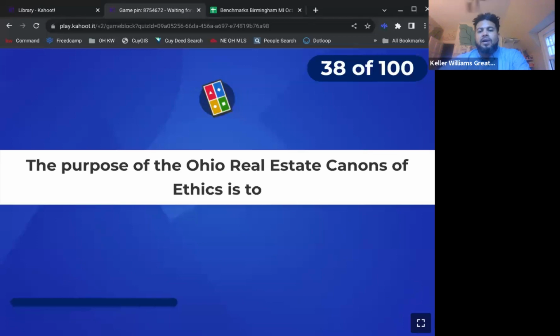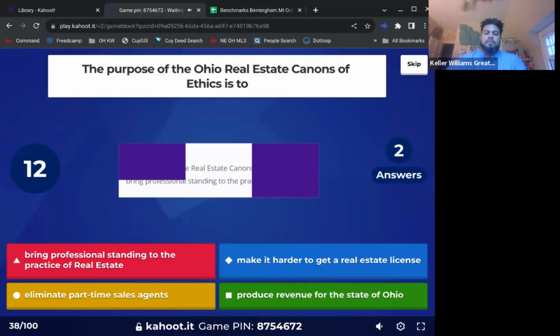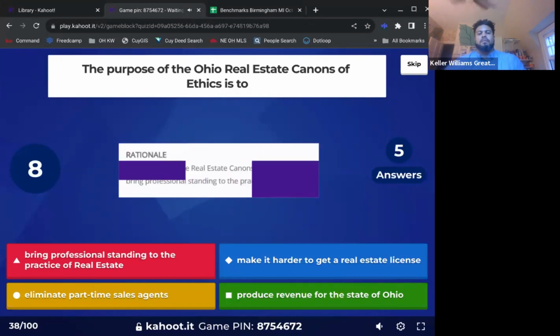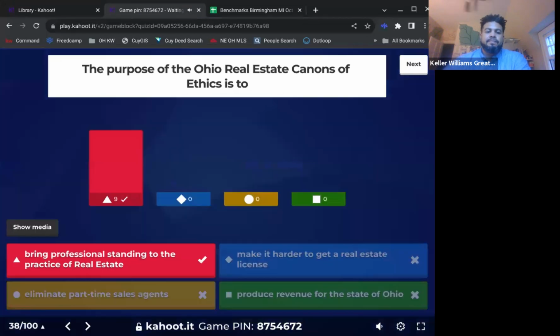The purpose of the Ohio Real Estate Canons of Ethics is to... oh man, I thought it was for sure make it harder to get a real estate license.